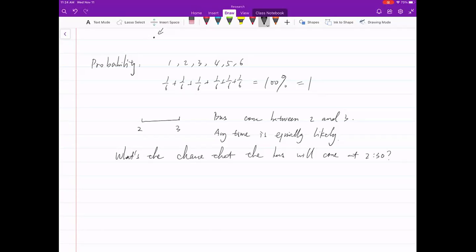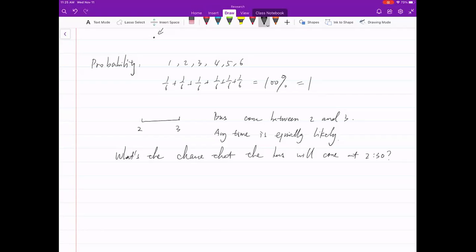Infinitely many. It can arrive at 2:30. It can arrive at 2:30.1 seconds. It can be anything. So you have infinitely many little tiny probabilities. Each one is non-zero, and each one is 0 in terms of size. Good so far? And magically, if you sum them together, they equal 1.